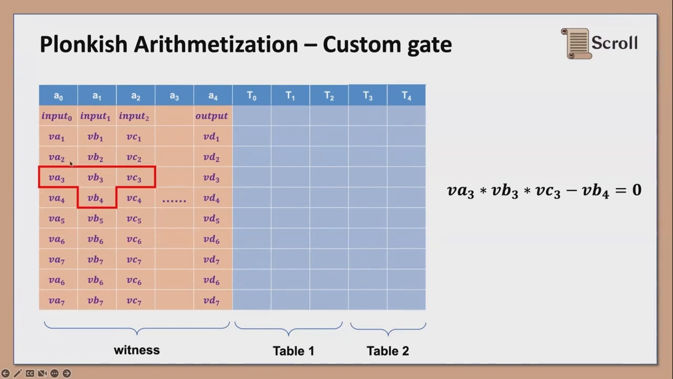For example, you can define any shape, like this very regular shape, and you can define the relationship for the variables within this shape, like V3 times VB3 times VC3 minus VB4 equal to 0. So using this custom gate, you get 2 benefits. One is that you can represent some higher degree constraints. So for example, you can include 2 multiplications in 1 constraint, but in R1CS, you can only include 1.